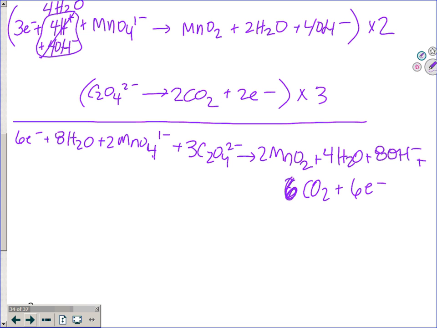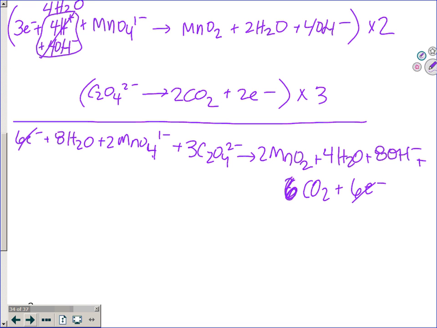The oxalate goes to carbon dioxide, adding overall just a 2 on the carbon dioxide will satisfy your C's and your O's, and then your 2 electrons. We notice our electrons are not balanced, and you did a multiplier of 3 and 2. You got that far. Okay, so instead of simplifying so much the first part, I just pulled everything down to show you could simplify at the end. So I've included everything, including electrons. So the 6 electrons that came down, the 8 waters, 2 permanganates, 3 oxalates, 2 manganese dioxide, or 2 oxides, 4 waters, 8 hydroxides, 6 carbon dioxides, and 6 electrons.